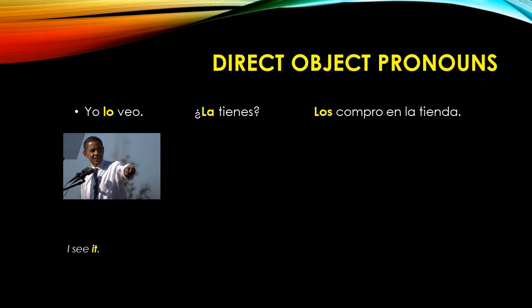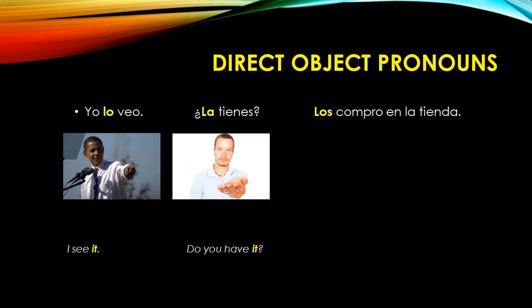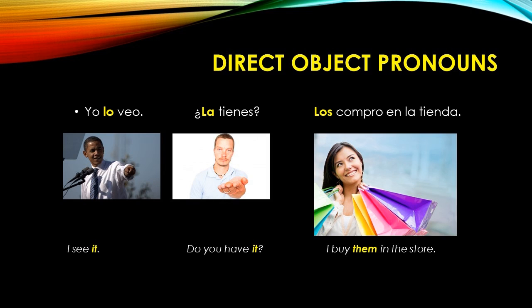Now let's look at some common examples. Yo lo veo. I see it. ¿La tienes? Do you have it? Los compro en la tienda. I buy them in the store.